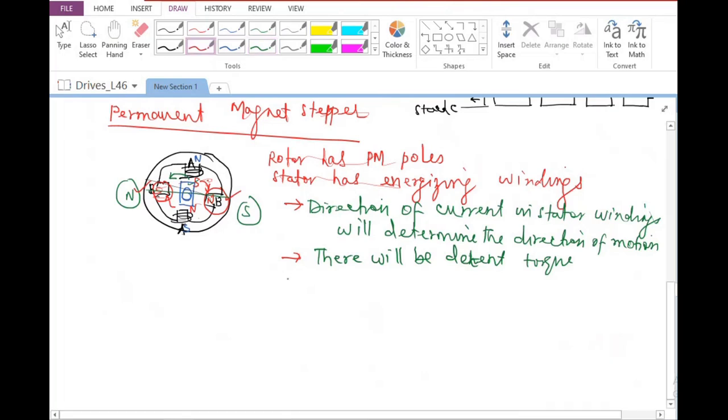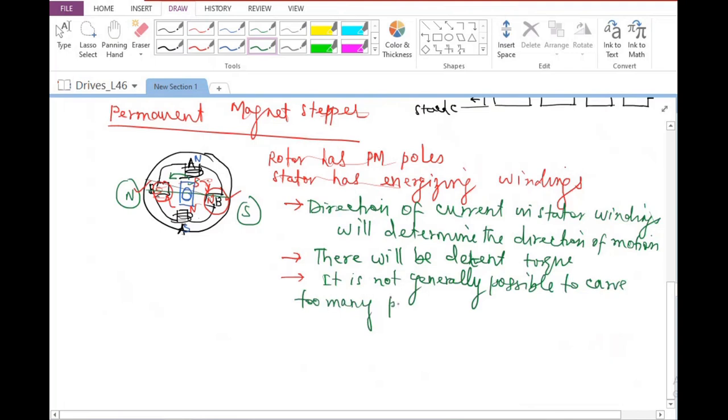The third thing we have to say is, because of the permanent magnet in the rotor, it is not generally possible to carve too many poles, because you would be wasting a lot of permanent magnet material otherwise. So you cannot really carve too many poles in the rotor.